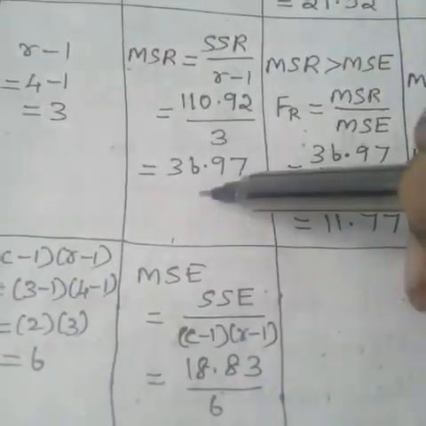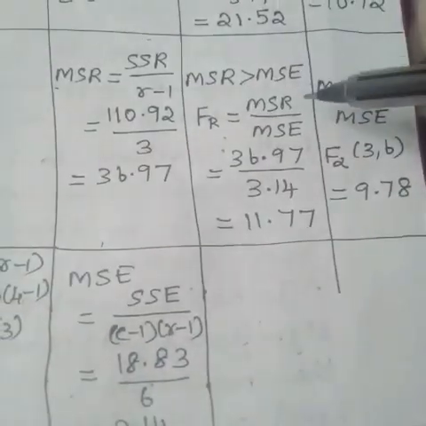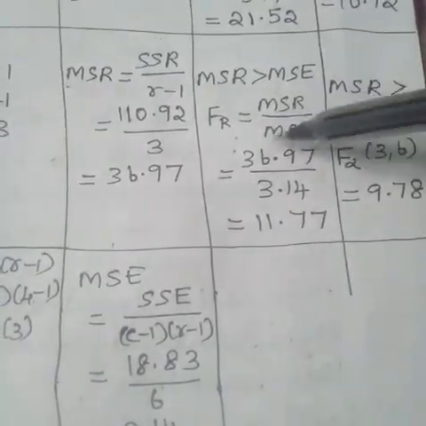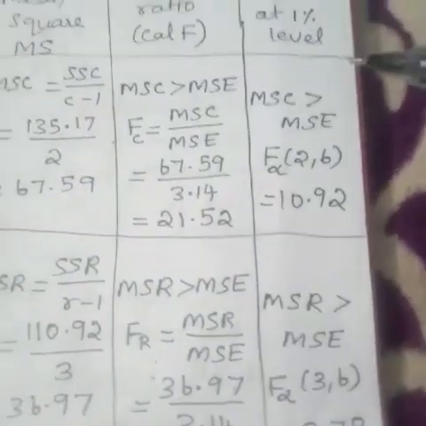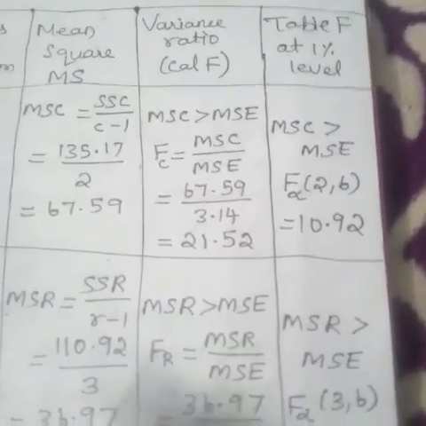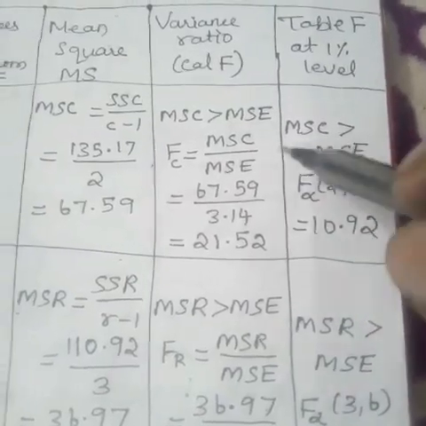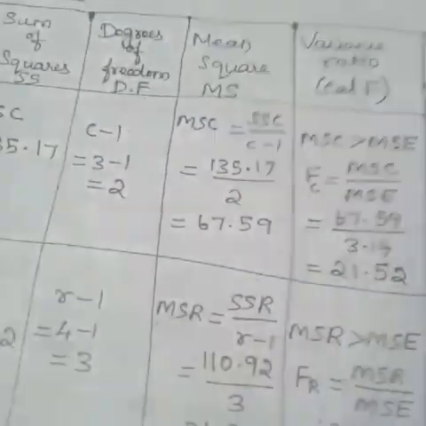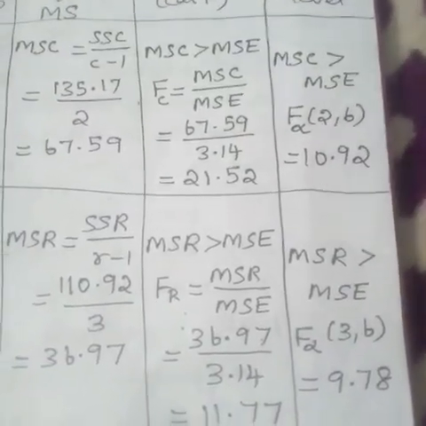So MSR 36.97, MSE 3.14. Here also MSR is greater than MSE. So FR is equal to MSR by MSE. We get 11.77. And last, the table value. In the question itself it is mentioned the level of significance is 1%. Then for MSC greater than MSE, MSC degrees of freedom is 2, and MSE degrees of freedom is 6. So the table value F at 1% level with 2,6 is 10.92 from the textbook.